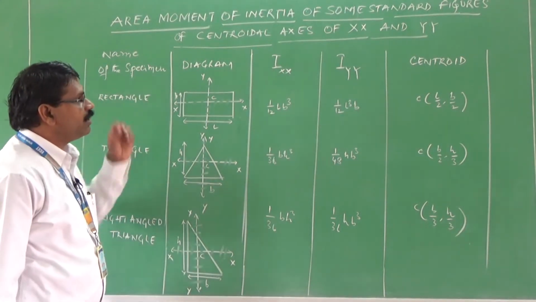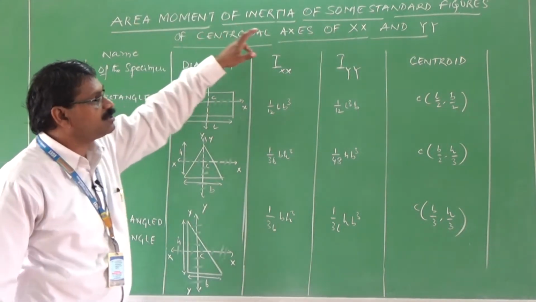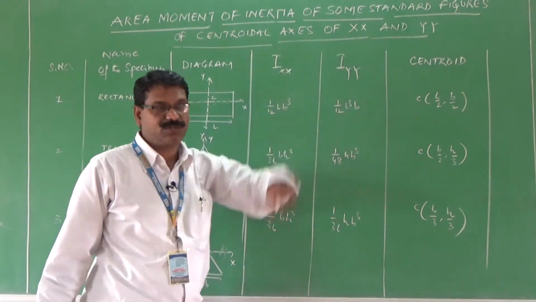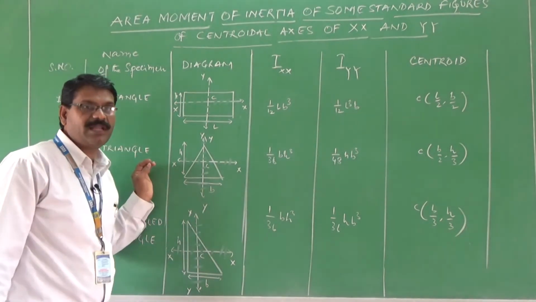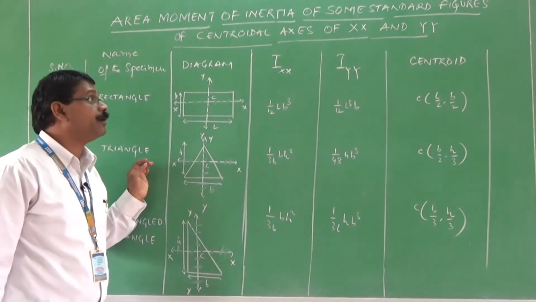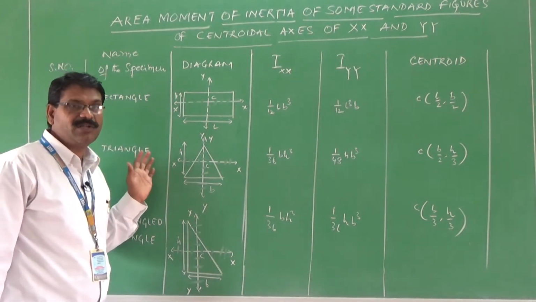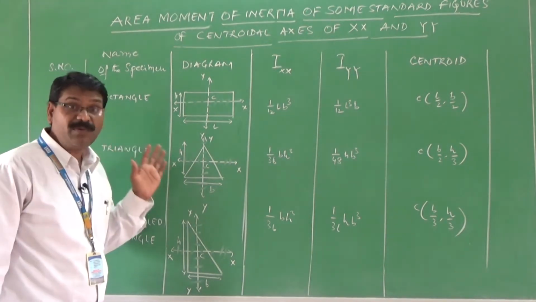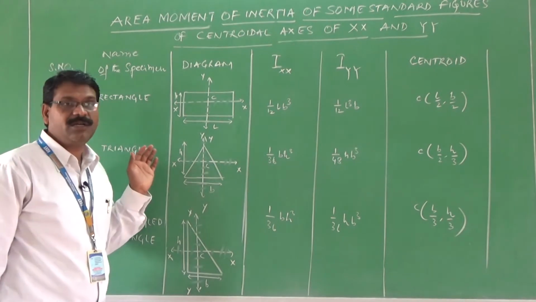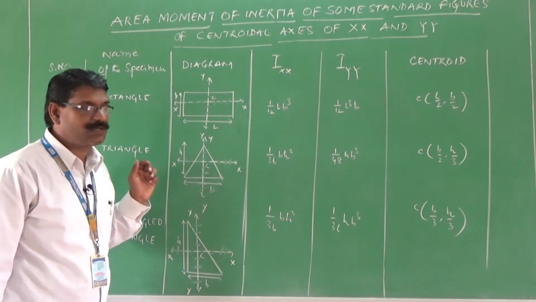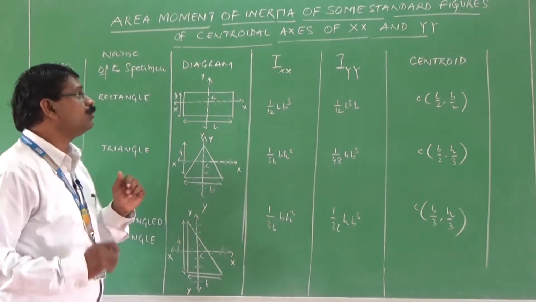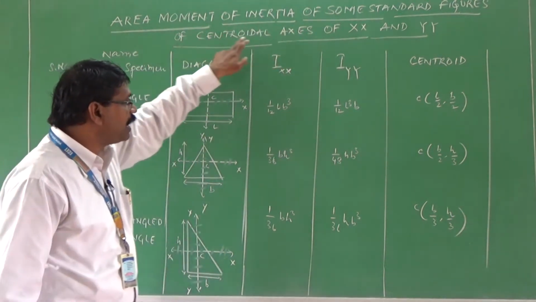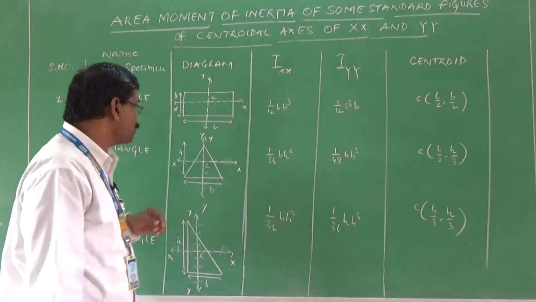Standing before you to give a class on the area moment of inertia of some standard figures about the centroidal axes in the xx and yy directions. In the previous class of Mechanics Unit 4, we discussed the polar moment of inertia, product of inertia, as well as the perpendicular axis theorem and radius of gyration, and so on. Now we are going to continue with the area moment of inertia of some standard figures about the centroidal axes in the xx and yy directions.